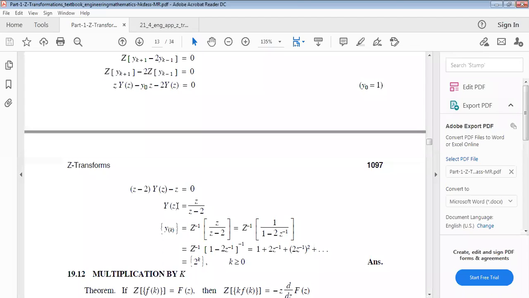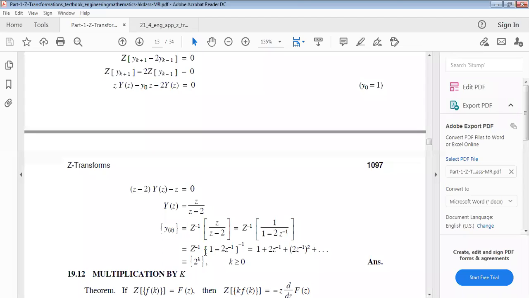So this Y(z) is the transform of the main sequence y(k). The sequence y(k) will be the inverse Z transformation of this. If we want the sequence, then the inverse Z transformation of this will be our required sequence. This equals the inverse Z transform of this, which can be written, after taking Z common, as 1 divided by 1 minus 2 z inverse, just like the previous example.